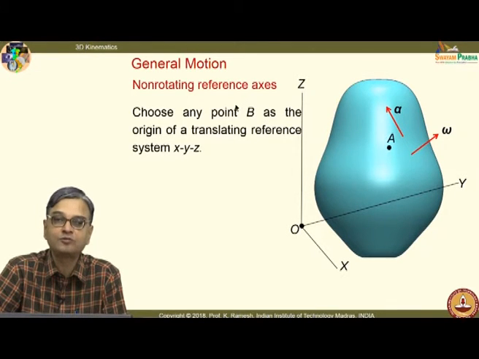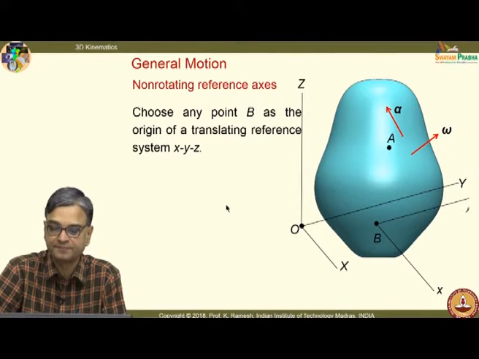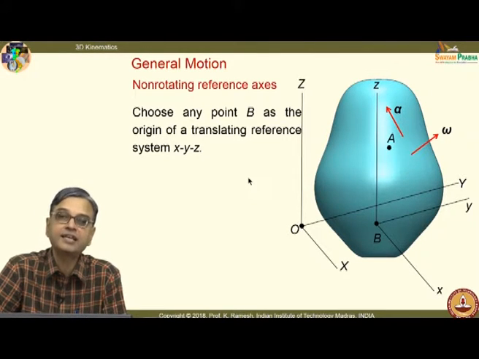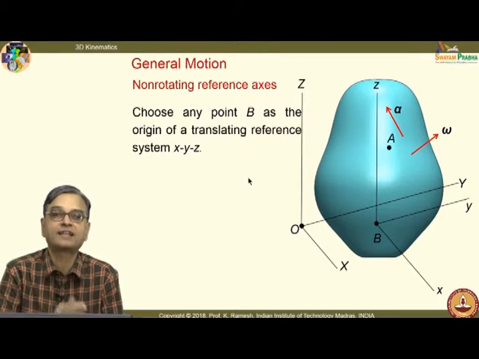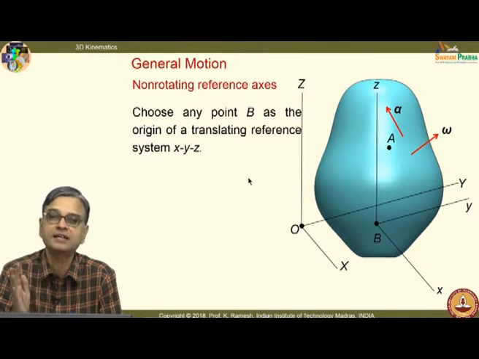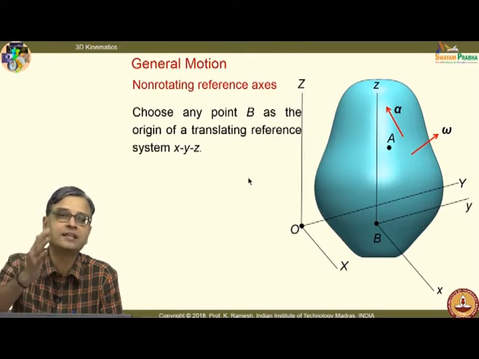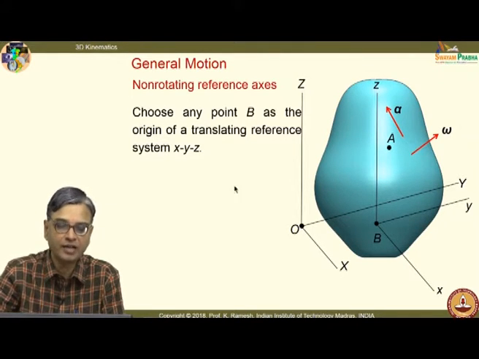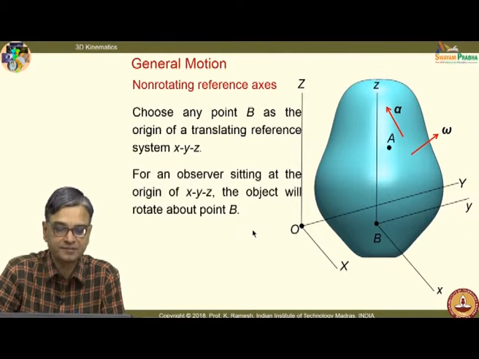Similar to what we have done in 2 dimensions, choose a point B as the origin of a translating reference system. It is a non-rotating reference axis. So, choose a point B and attach small x, small y and small z to this point. And we have already discussed in detail, if I attach a non-rotating axis, what way the person would perceive in a two-dimensional system. In a two-dimensional system, we said that he would perceive that it is rotating in a circular fashion. Here you are talking in terms of 3 dimensions.